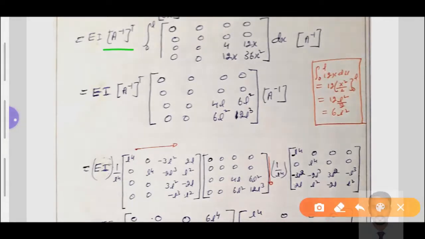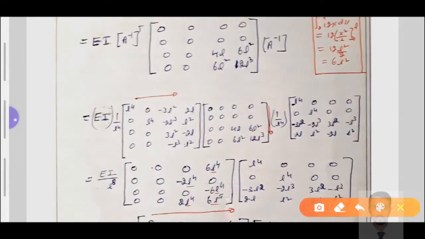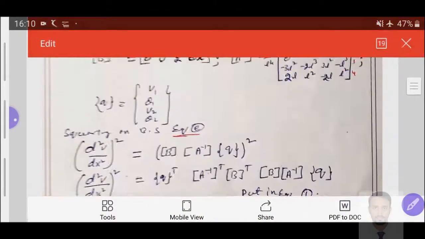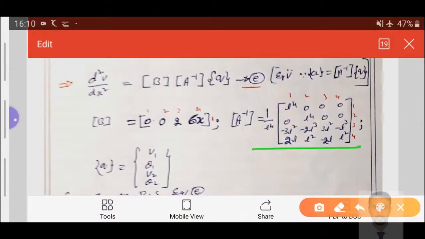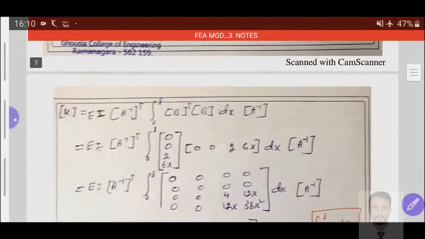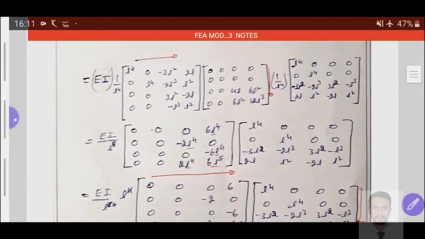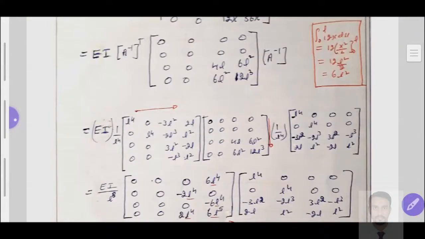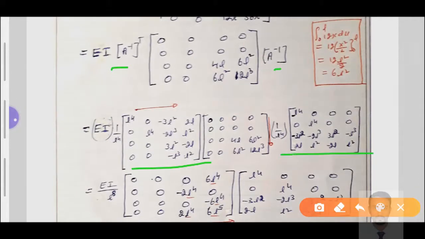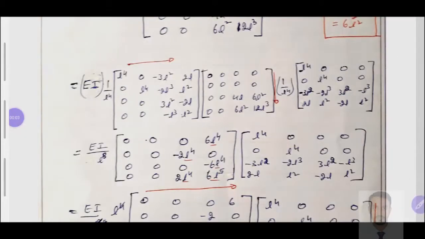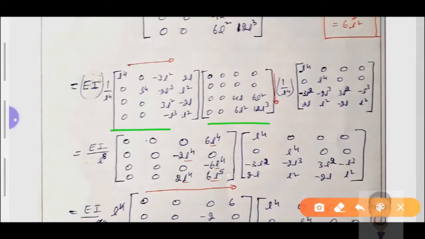Similarly, we need to take the transpose of the A inverse matrix, and substitute the A inverse matrix here. All the A inverse of this matrix we have found. You substitute this matrix, and the A inverse transpose matrix here. We'll get this equation from this. We have just substituted these values. After substituting all these values, I'll resolve these two matrices.